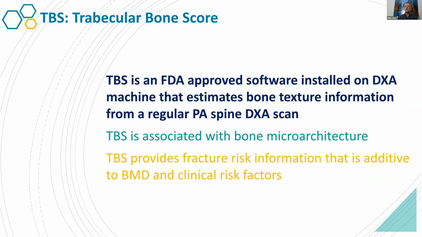It was FDA approved in 2012, and then further approved with added features like FRAX adjusted by TBS in 2015. It's software installed on the workstation or directly on the DEXA machine that can estimate bone structure information from a regular PA spine DEXA scan. It's also been shown to be strongly correlated to bone microarchitecture, from micro-CT studies and from bone histomorphometry studies. And it provides information on fracture risk which is additive to BMD and additive to clinical risk factors. But we'll come back to that in a second.